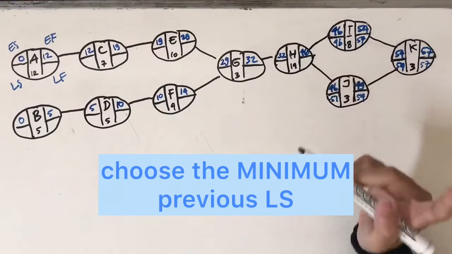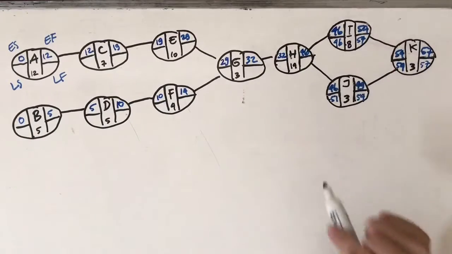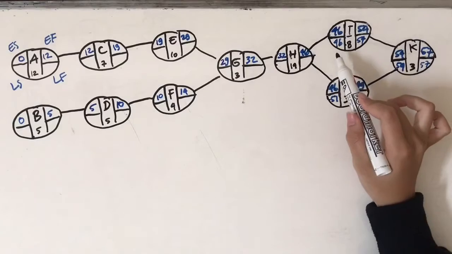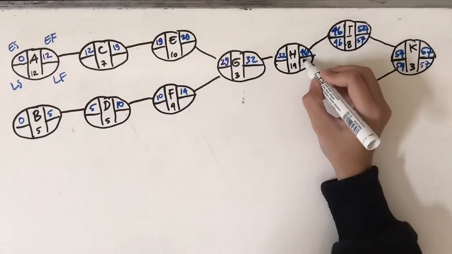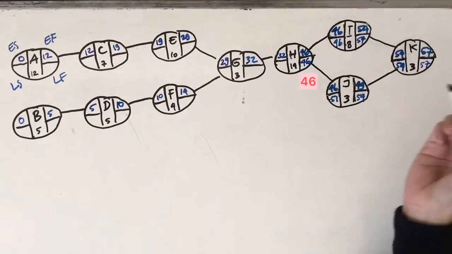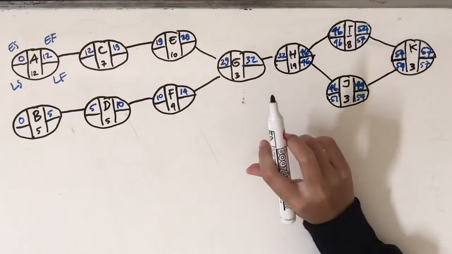For activity H, latest finish, we get it by choosing the minimum latest start of its successor activity, which is I and J. I has 46 and J has 51, so we choose 46 instead to fill this box. For its latest start, just reduce the latest finish with its activity time.